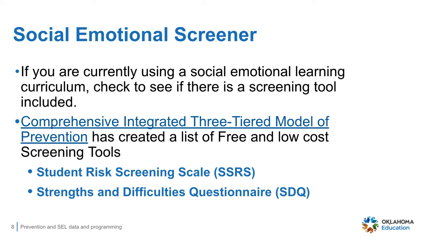Social emotional screeners are another great way to collect data for SEL and prevention programming. If you already have an SEL curriculum, check to see if a screening tool is included. This will help drive your programming to meet the needs of your specific population. If you are looking for a free or low-cost social emotional screening tool, you can look at the comprehensive integrated 3-tier model of prevention's website for a list of resources and screeners. 2 free screeners that may fit the needs of your students are the Student Risk Screening Scale and the Strengths and Difficulties Questionnaire. They can be found on this website as well.